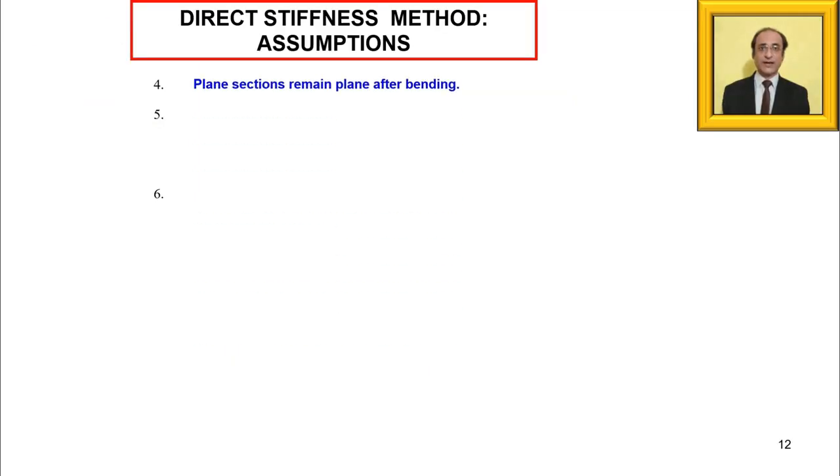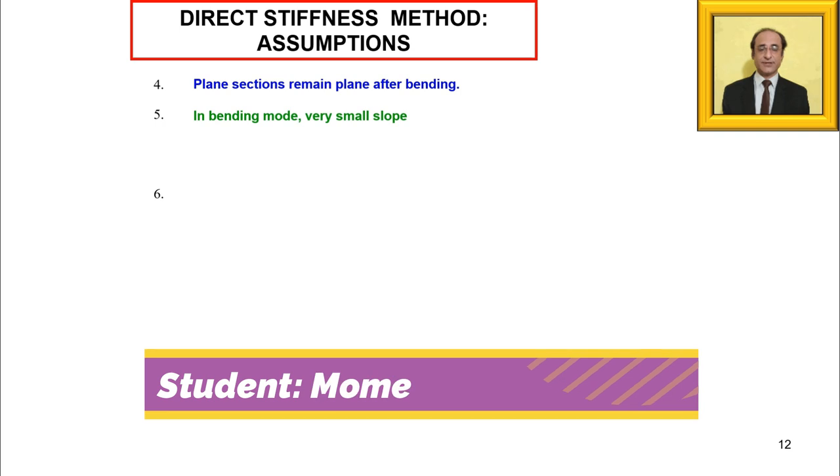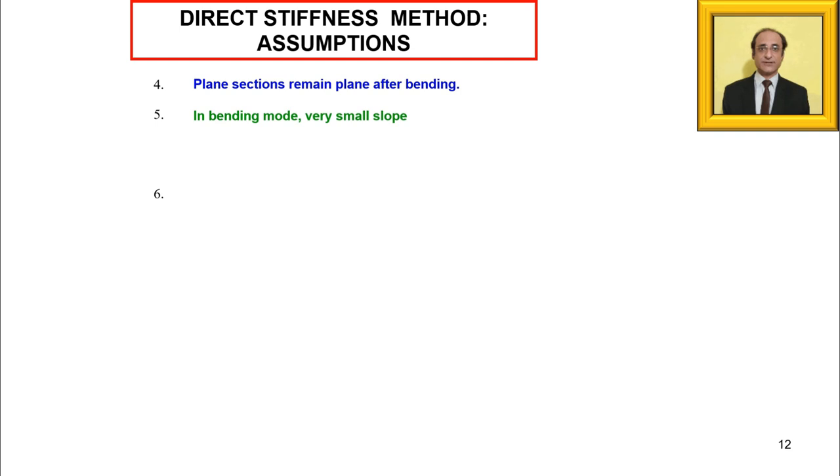Number 4, plane sections remain plane after bending. This is a very common assumption. We have used it even in RC design. Then in the bending mode, the slope is very small. Now why is this assumption required? If we have a bending moment diagram and I ask you to calculate deflections, what method would you use? Moment area theorem, or by first principles you have the curvature, that is the second derivative of displacement. You integrate it to get slope, and the slope you integrate to get displacement.